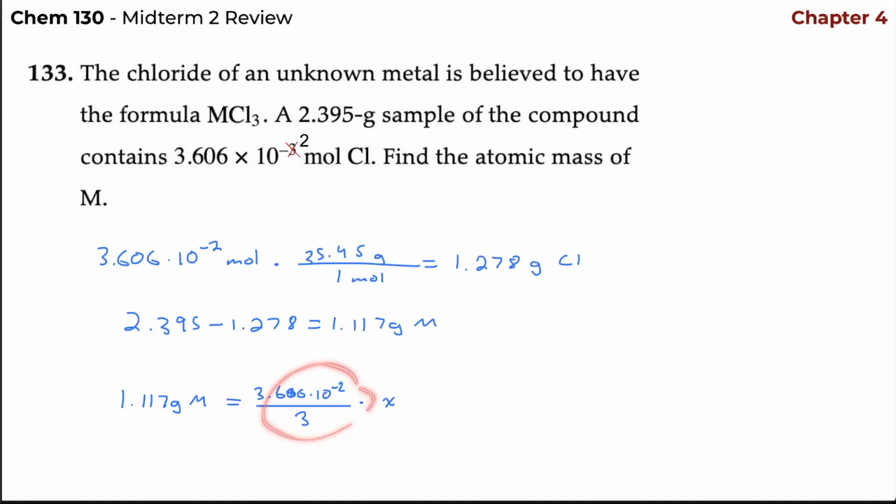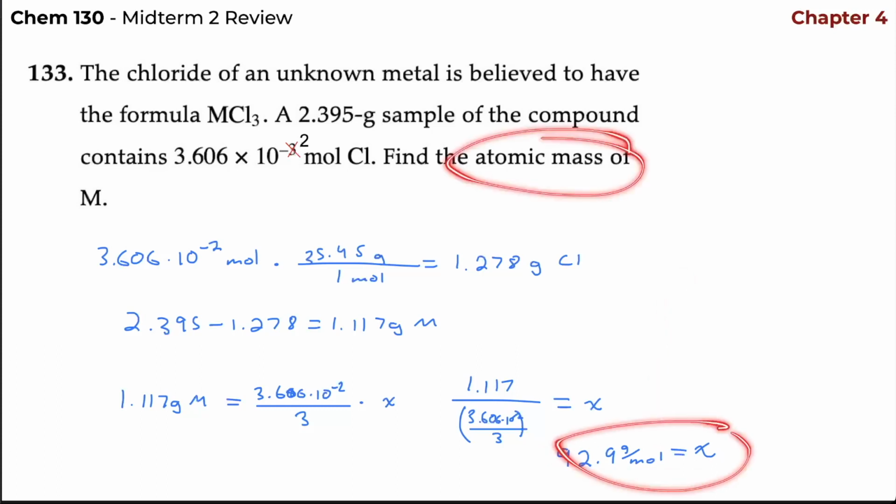And now in terms of algebra, we just divide both sides. This equation becomes 1.117 divided by 3.606 times 10 to the -2 over 3, and that is equal to X. You do all the calculations, and I'll just skip ahead and say there's 92.9 grams per mole for X. That is the atomic mass of X. Now you could take this to the periodic table and look it up, but for this answer, all we need is the atomic mass. So that's what it is.